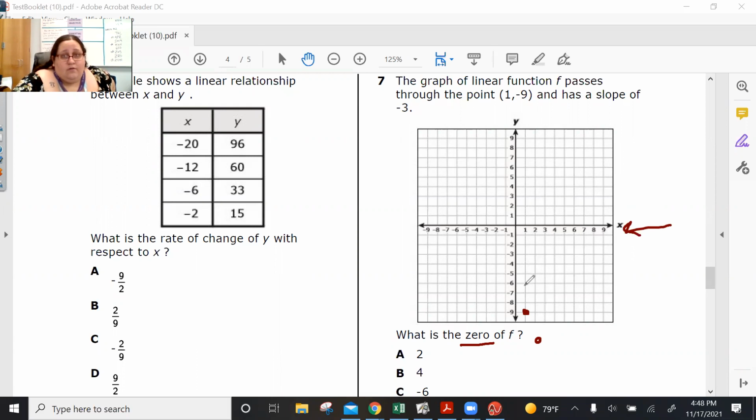So up 3 to the left 1, up 3 to the left 1, up 3 to the left 1, and we get it at -2. So -2, which I believe is D.